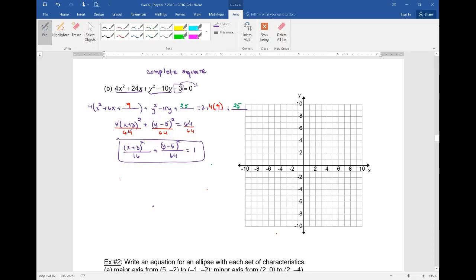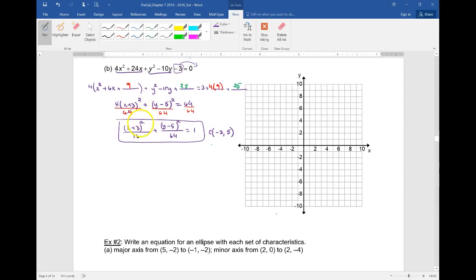Okay? Awesome. So now, what's the center of that ellipse? Negative 3, comma 5. Okay, so how much is A? A squared is 16, A is 4, how much is B? 8. And C, B squared plus C squared is equal to A squared?